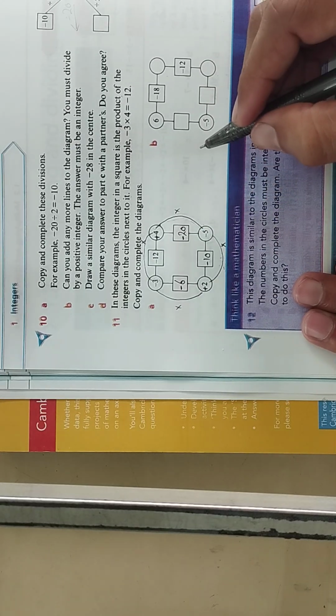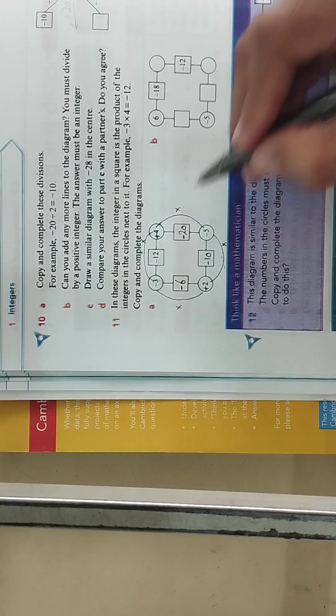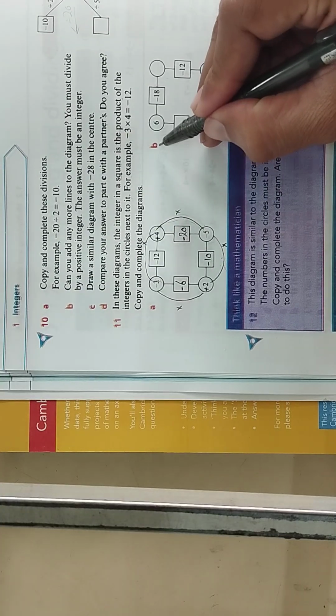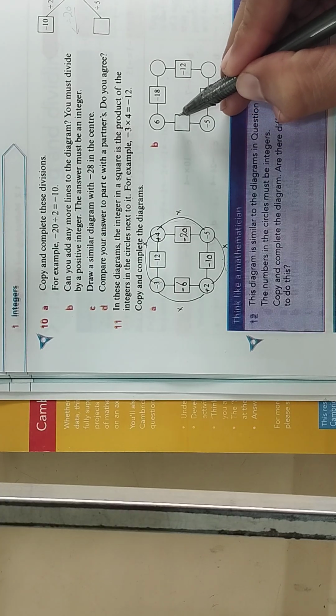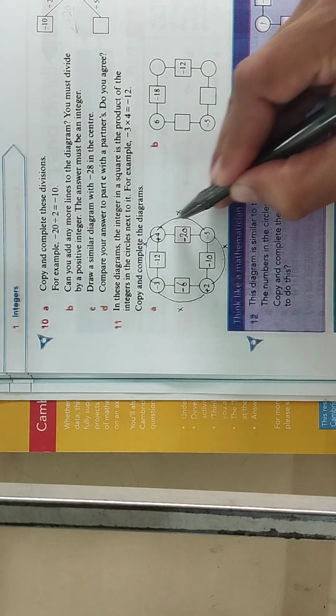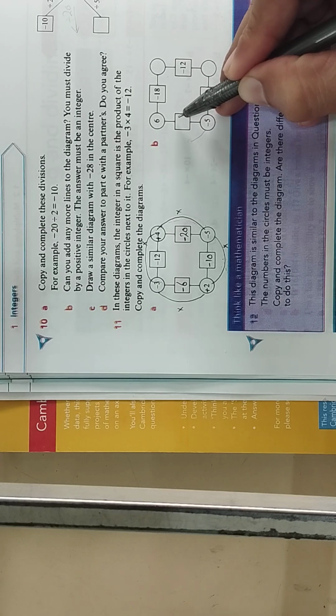I hope you understood the method to find the missing numbers of the diagram. Now let's see the second part. In the second part, this number is missing which is inside the square. How to find this number? By using the same method, multiply these two circles and you will find this missing number.